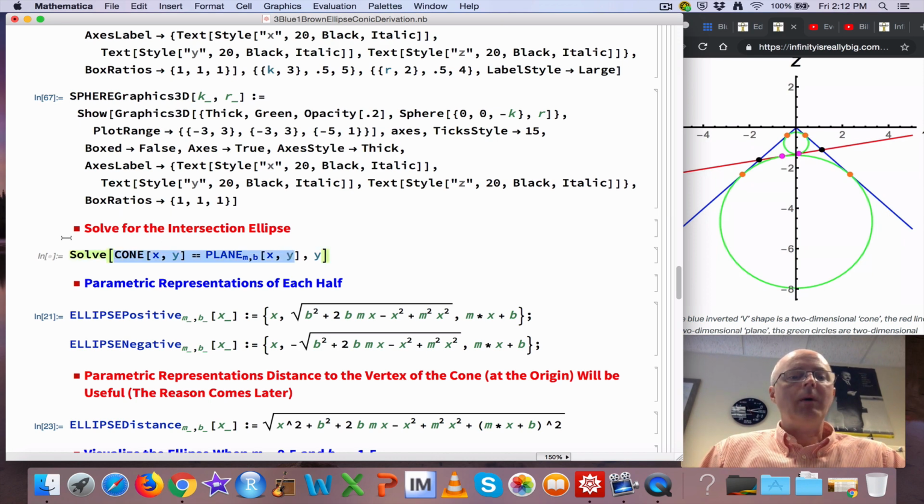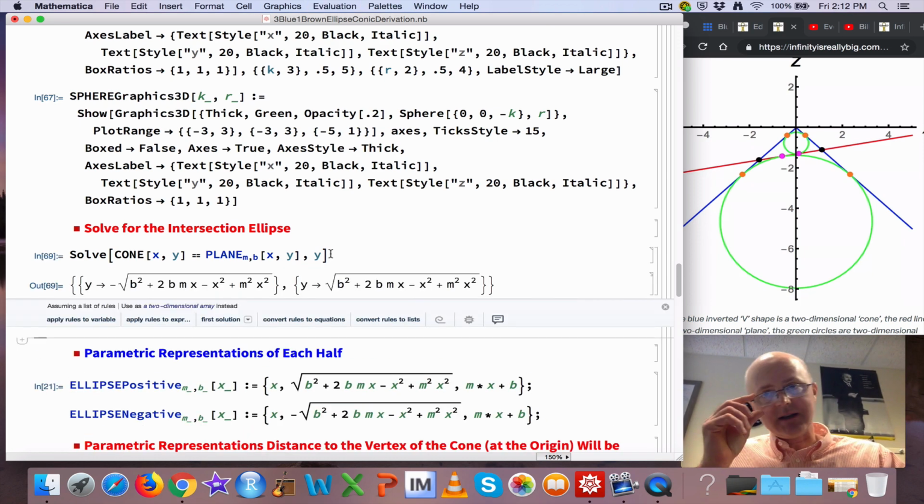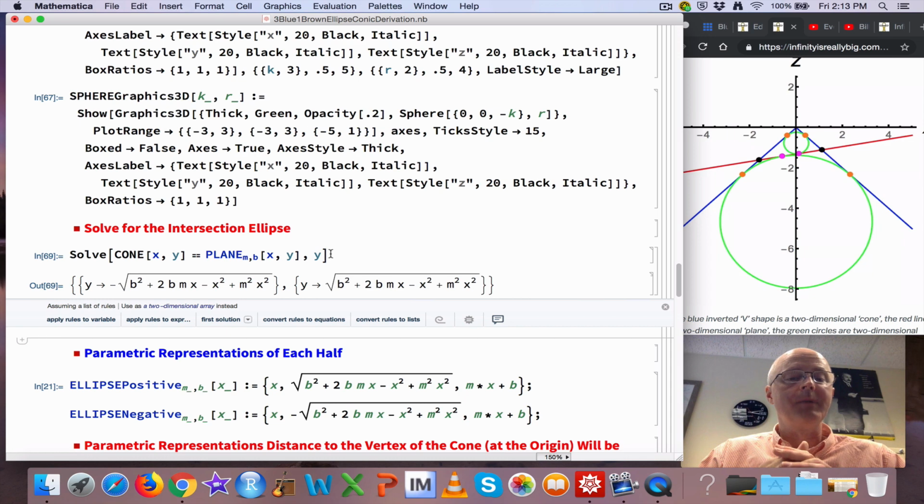So I want to solve the equation for where the cone and plane are equal to each other. By the way, I didn't mention this before, but when you use the solve command, you need to use double equal signs, and that is essential. I want to solve it for y as two functions of x. And that's going to correspond to the two sides of the ellipse, one where y is positive, one where y is negative, where I colored them slightly differently, one side orange, one side brown. Not that I had to do it that way, but it just seemed best to do it that way.